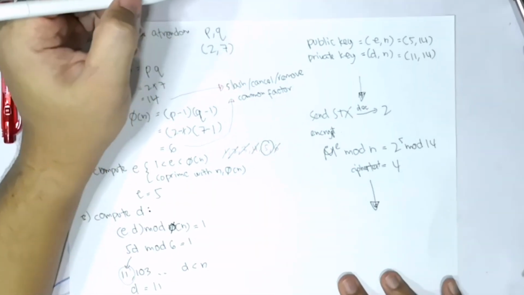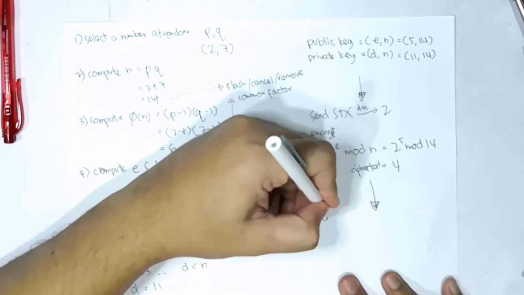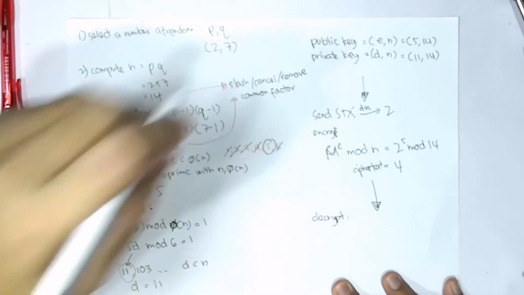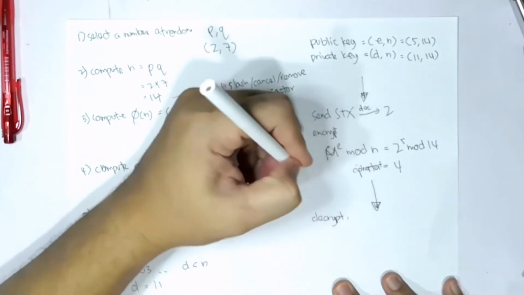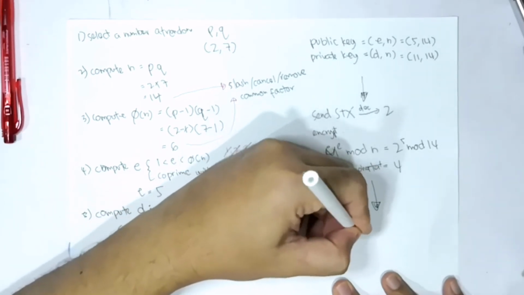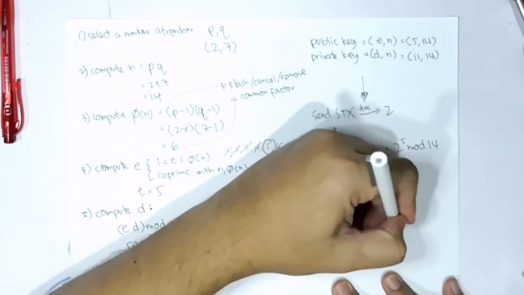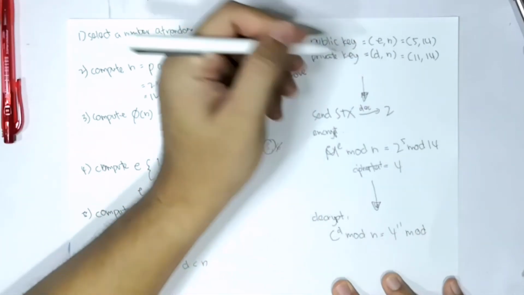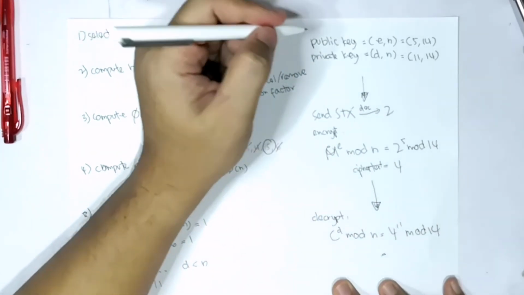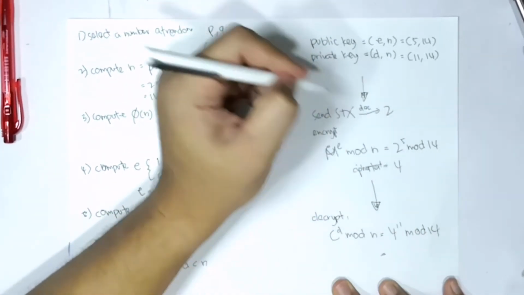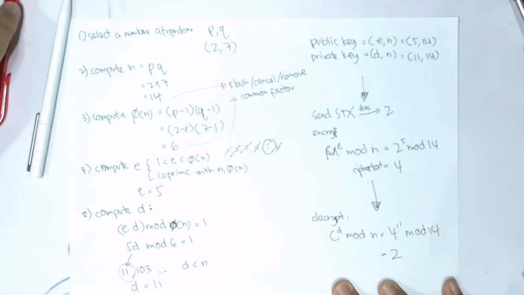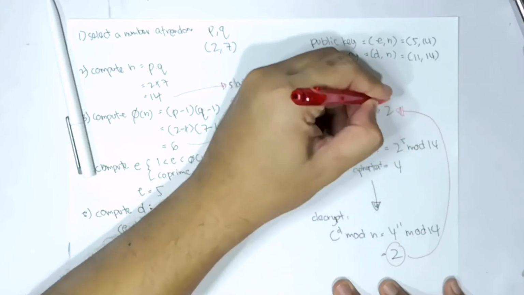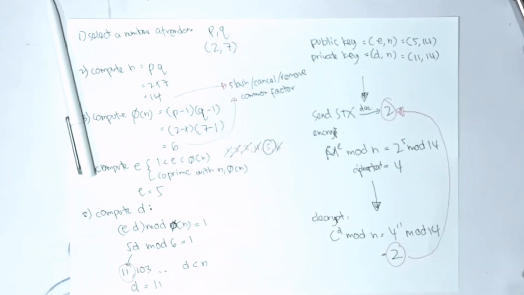After your friend receives it, he needs to decrypt the cipher text. So he needs to use this formula, C power of D mod N, which is equal to 4 power of D, which is 11, mod 14. So you will get 2. So this 2 is similar to the one that you wanted to send in the message.